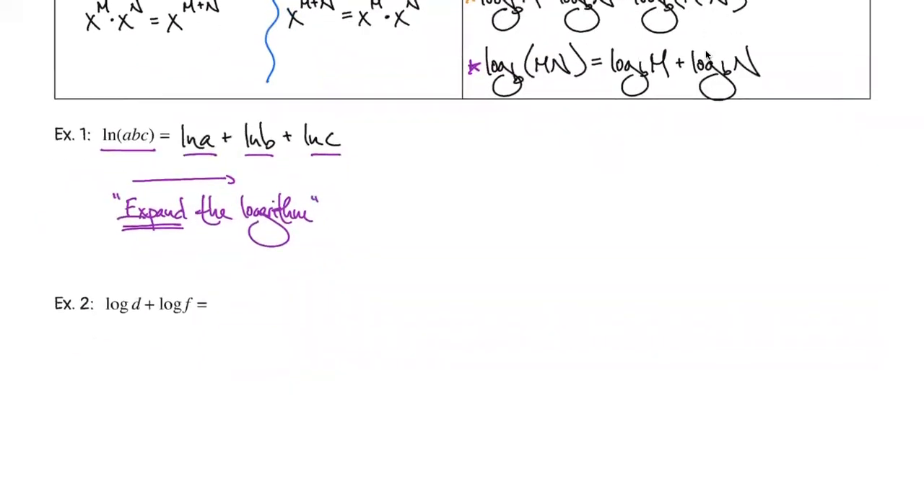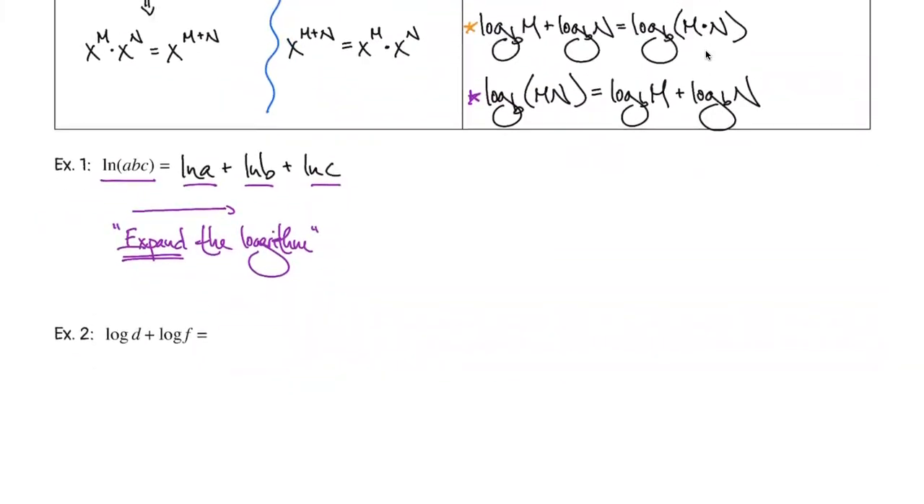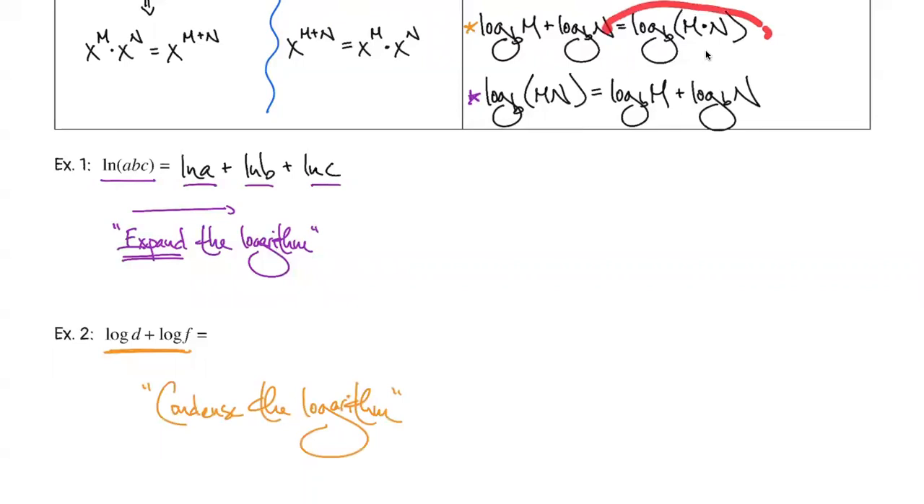All right, what about example 2 over here? We thinking purple or orange direction? Yeah, this one I agree. We've got more than one log. And so the directions that we might see with this would not be expand, but you might see the phrase condense the logarithm. And when we are condensing it, that means our end goal is to have a single log.